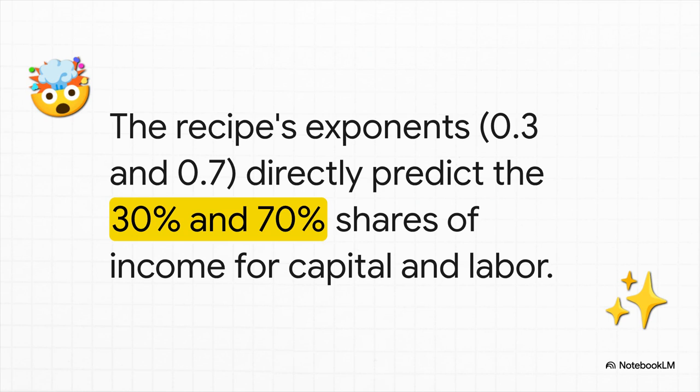And here is the truly wild part. Remember those little numbers in our recipe? Labor was raised to the power of 0.7 and capital was 0.3. Well, that is not a coincidence. The recipe itself predicts this exact 70-30 split. The math of the recipe actually tells us how the pie will be divided. It's just an incredible, powerful insight.